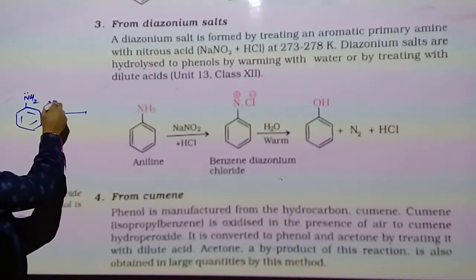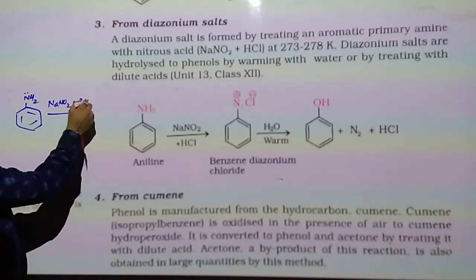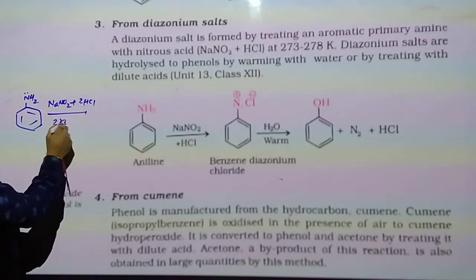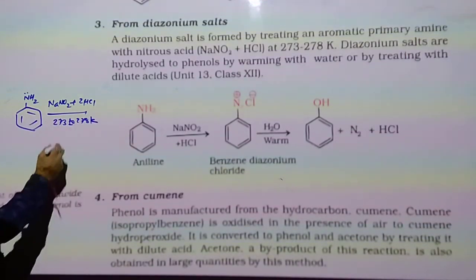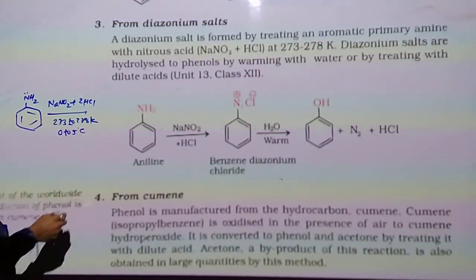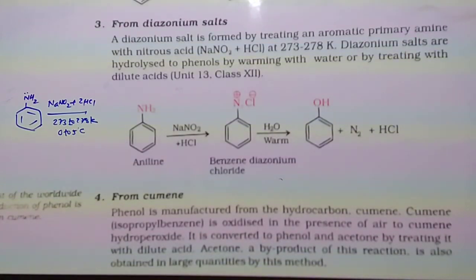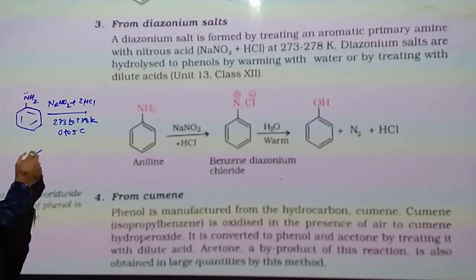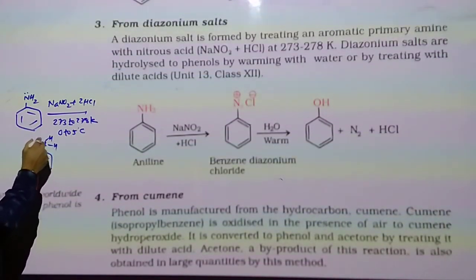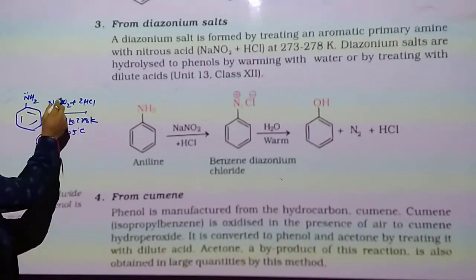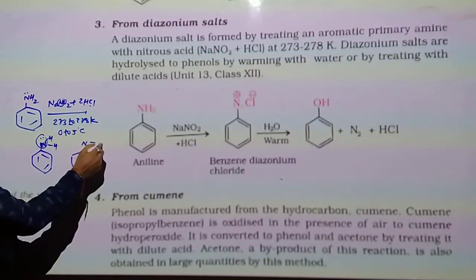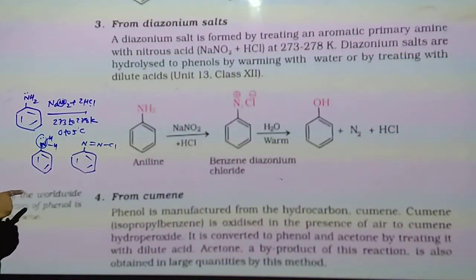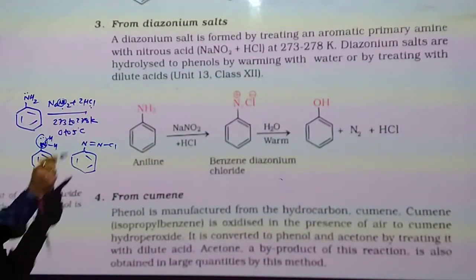Aniline is reacting with sodium nitrite and hydrochloric acid at 273 to 278 Kelvin temperature, means 0 to 5 degrees Celsius. So what happens actually? Your benzene ring contains NH2. So N with N and chlorine combines there like this. N with N and Cl.